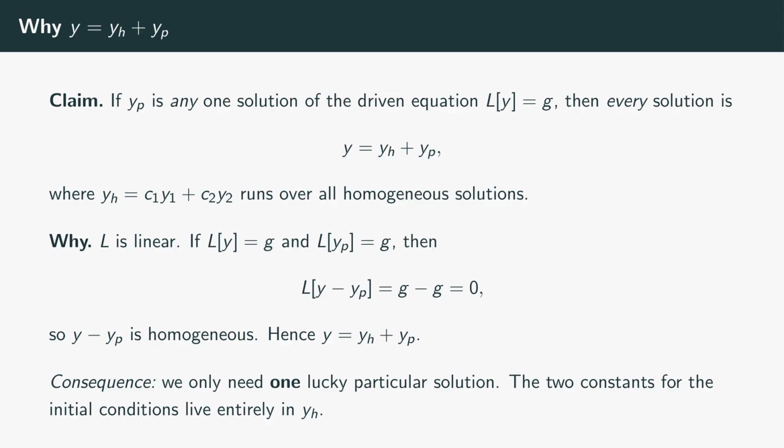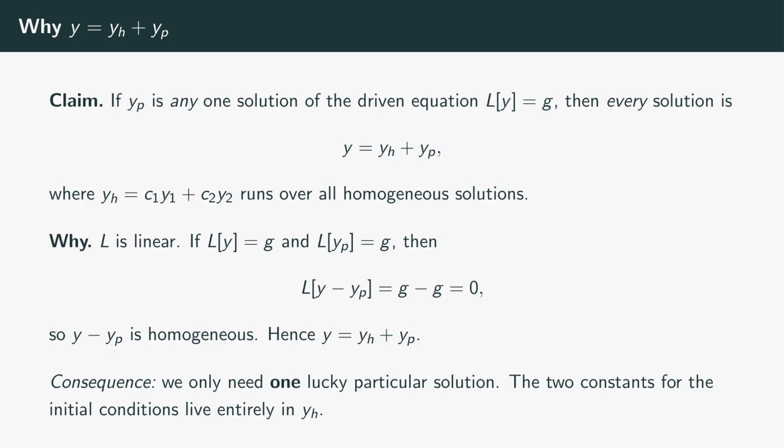Before we guess anything, let's see why the answer always splits as the homogeneous solution plus a particular solution. Write the equation abstractly as L of y equals g, where L is the differential operator that takes y to a y double prime plus b y prime plus c y. The key fact is that L is linear. Now suppose yp is any one solution of the driven equation, and y is any other solution. Then L of the difference, y minus yp, is g minus g, which is 0, so the difference is a homogeneous solution. Rearranged, that says every solution y equals a homogeneous solution plus our one particular solution.